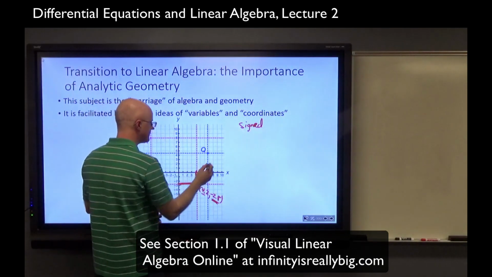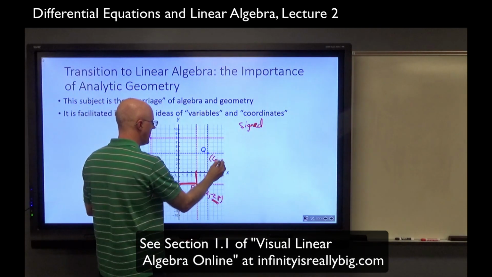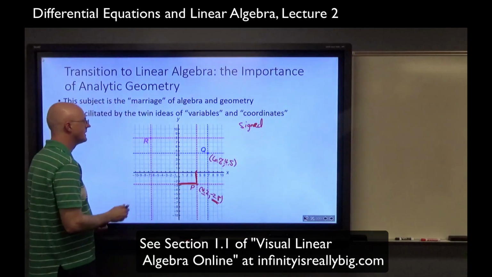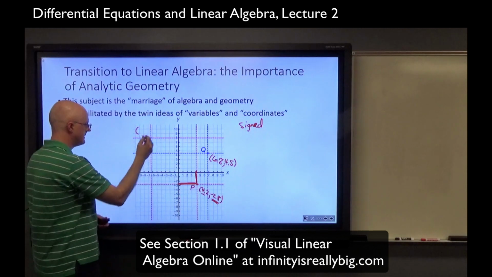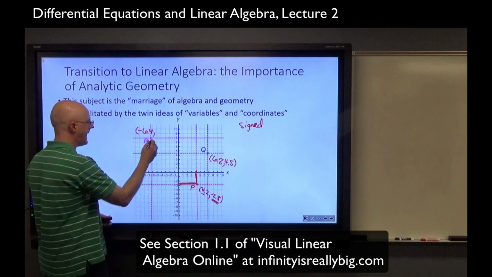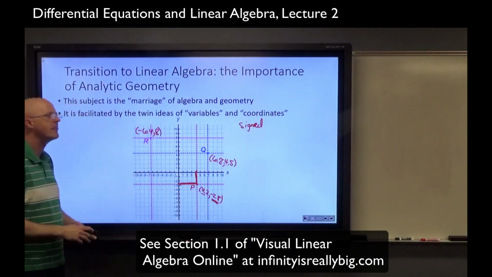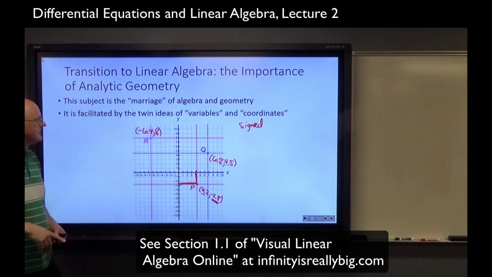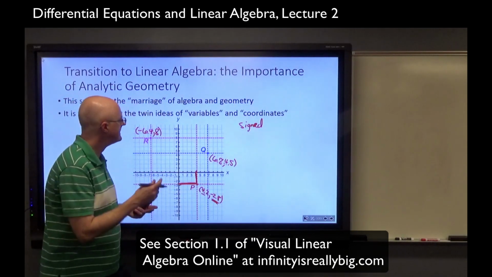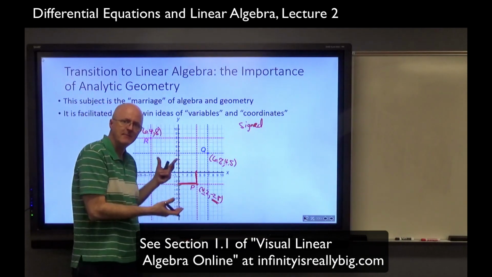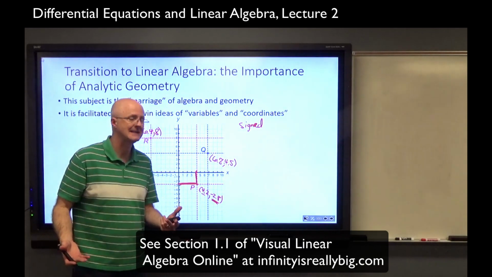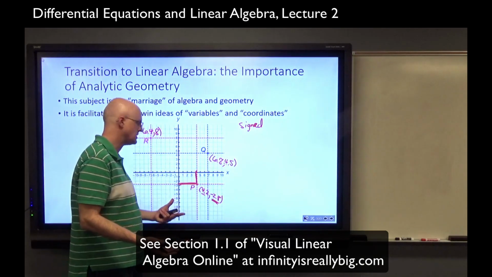Coordinates of Q, looks like about (6.8, 4.5) or so. Coordinates of R, about (-6.4, 8). Okay? When we change coordinate systems, the coordinates of the same points could be different. Different numbers to describe their address, the address of the points, the location.